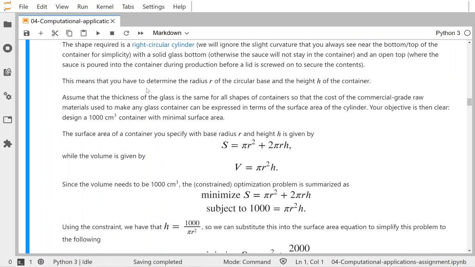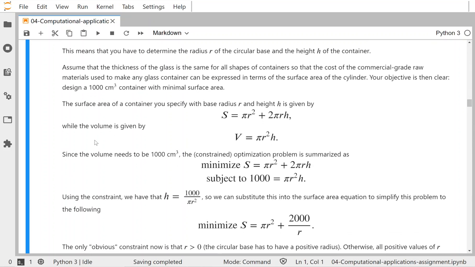So this means that you have to determine the radius r of the circular base and the height h of the container. Assume that the thickness of the glass is the same for all shapes of containers, so that the cost of the commercial grade raw materials used to make any glass container can be expressed in terms of the surface area of the cylinder. Your objective now is even clearer. Design a 1,000 cubic centimeter container with minimal surface area.